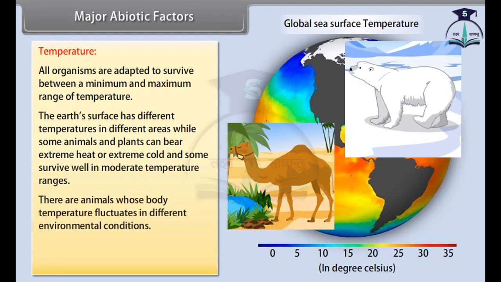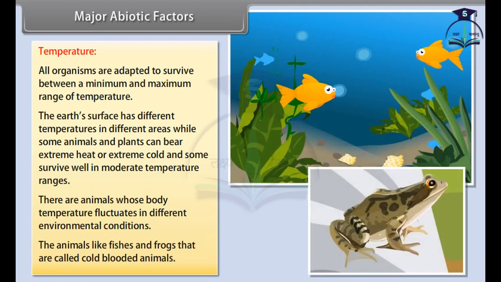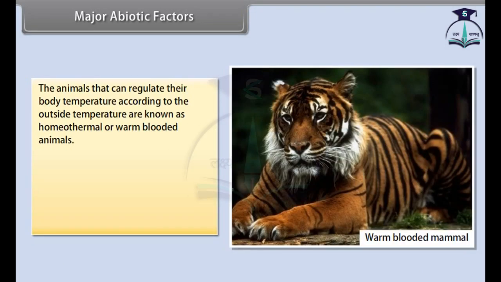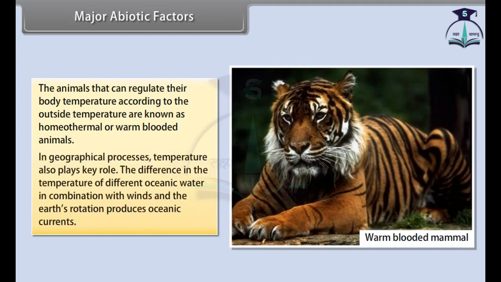There are animals whose body temperature fluctuates in different environmental conditions, like fishes and frogs, which are cold-blooded animals. The animals that can regulate their body temperature according to the outside temperature are known as homeothermal or warm-blooded animals. In geographical processes, temperature also plays a key role. The difference in the temperature of different oceanic water in combination with winds and the Earth's rotation produces oceanic currents.